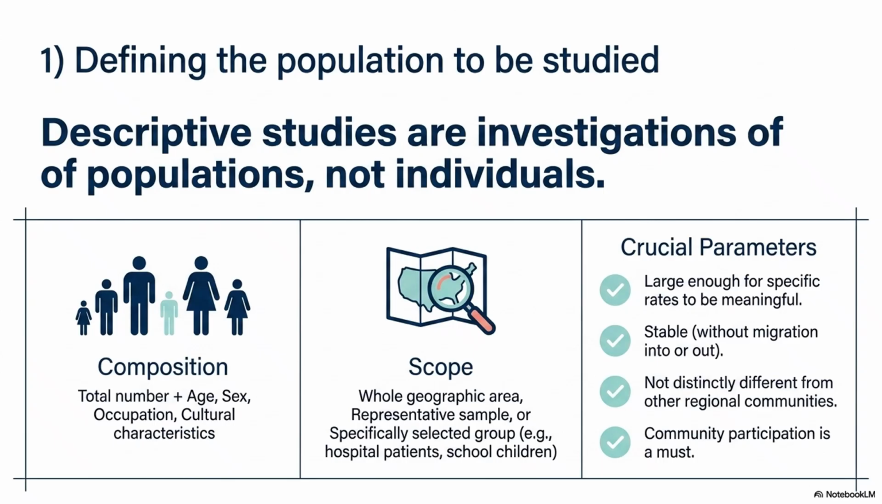And not only that, this defined population should be large enough for specific rates to be meaningful. Say for example, only 4 or 5 persons are there, then there is no meaning for the incidence and prevalence rates. So the defined population should be large enough. And this defined population should be stable without migration in and out, and it should not be distinctly different from the other regional communities, and community participation is a must.